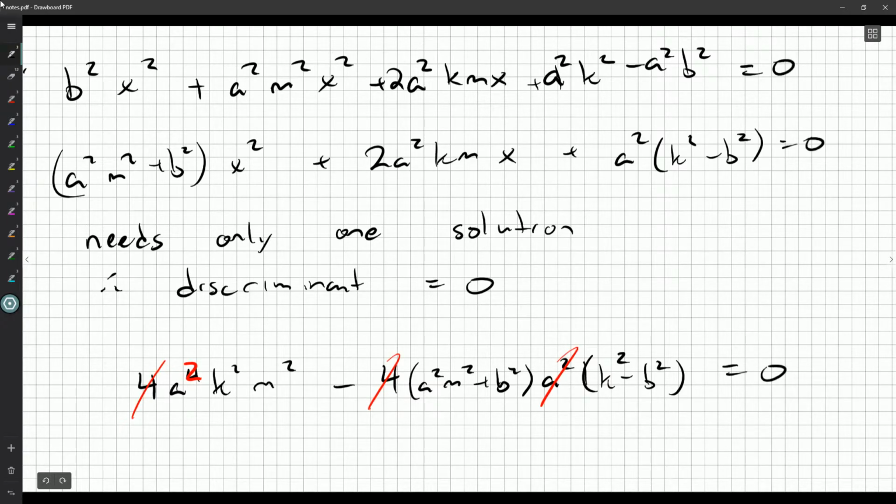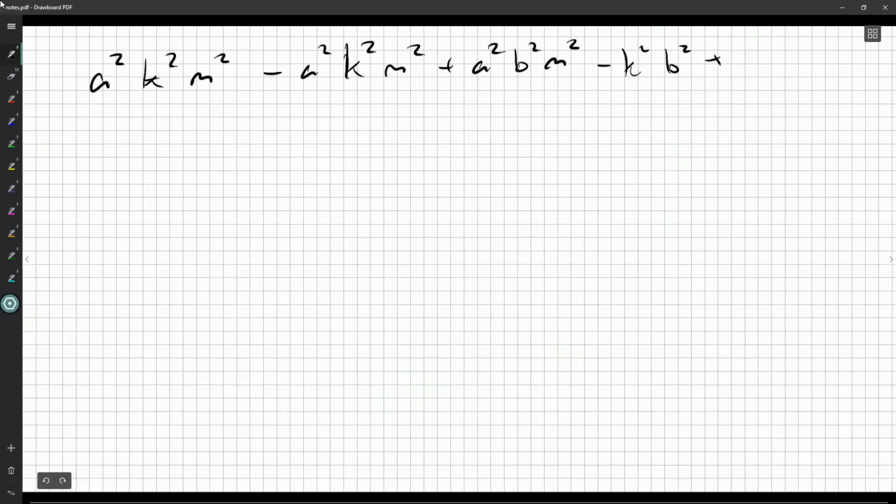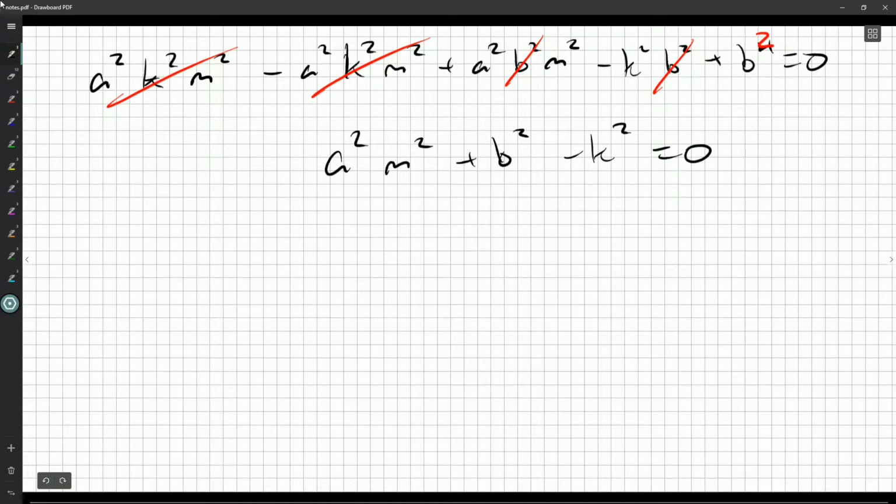And then minus (a plus b) to the 4. That's got to be equal to 0. Those first two ones cancel out, and we can divide the rest by b squared. And we'll get a squared m squared plus b squared minus k squared is equal to 0. And no, I don't think there's anything else we can really do there.